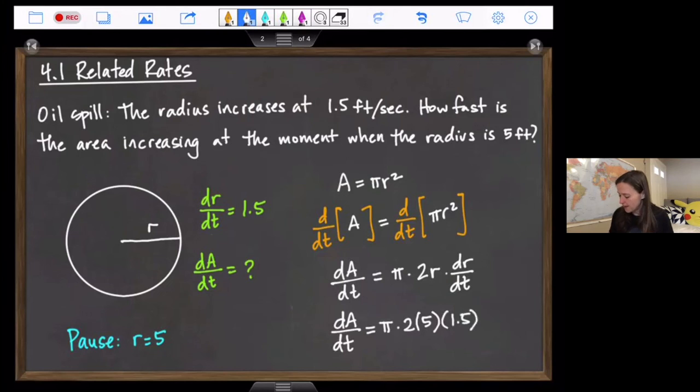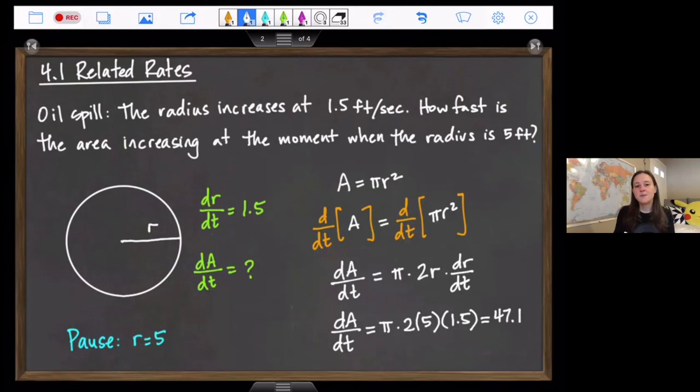All right, so that change in area with respect to time is equal to pi times 2 times 5 times 1.5. So I'm going to ask my calculator to tell me what that is. So I'm going to say pi, you've got a pi button somewhere in your calculator, you probably have to hit shift to access it, times 2 times 5 times 1.5. And I get 47.1 and change. So I'm going to say 47.1.